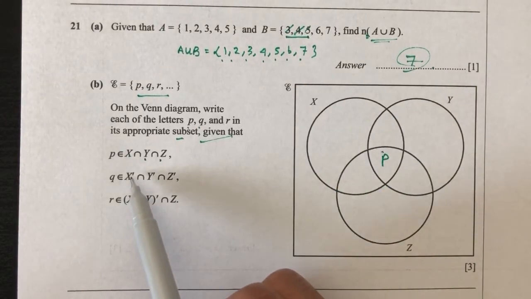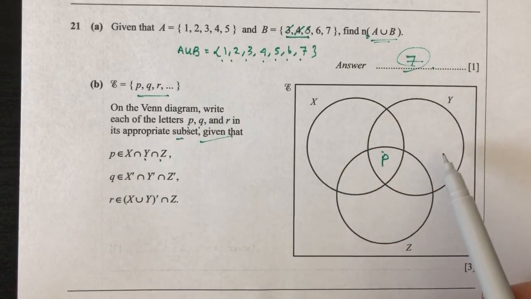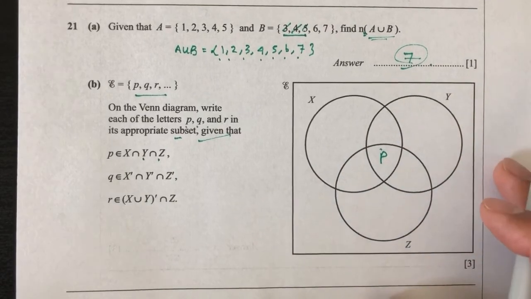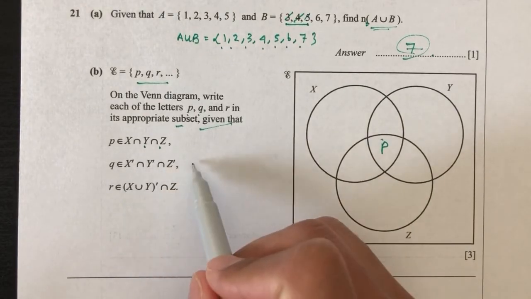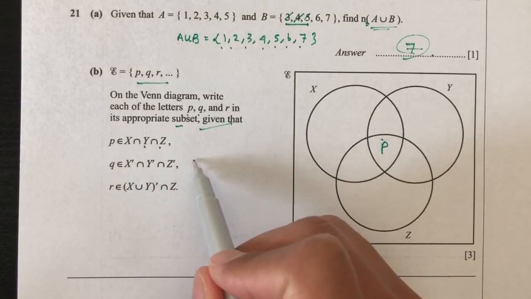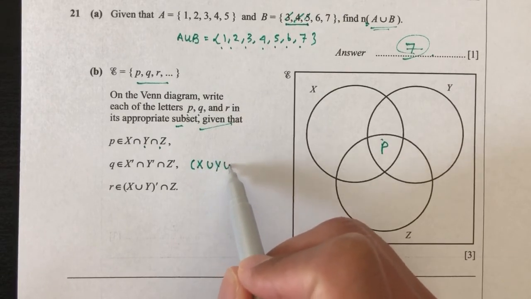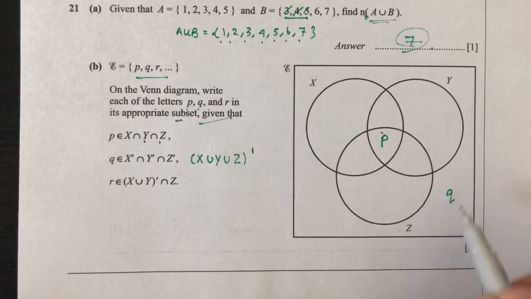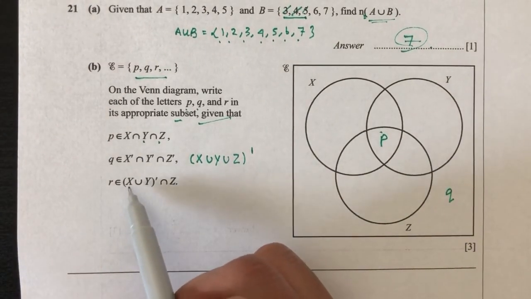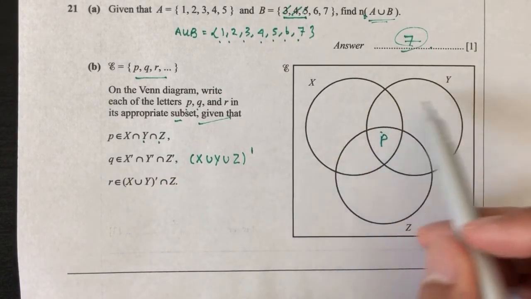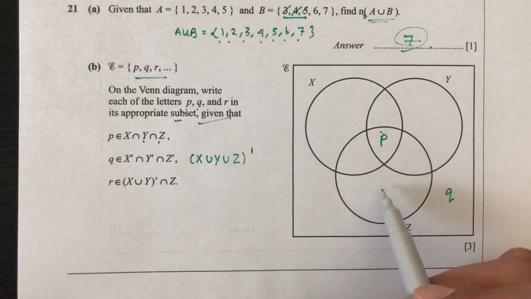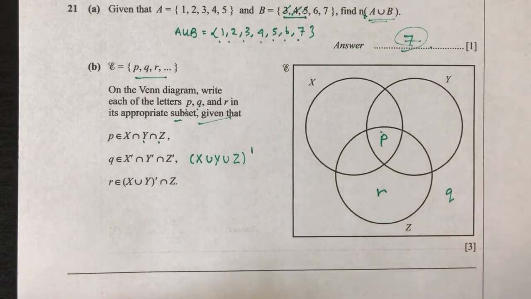Now Q, it is X dash, outside of X, intersection of outside of Y, and outside of Z. So if you take the prime out, what do you have? You have X union Y union Z prime. So it will be outside. That will be Q. And the last one is X union Y prime, which will be outside. So this Z will be here. So that will be the value of R. This is your answer for part B.